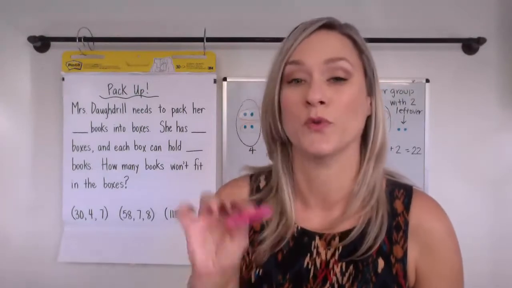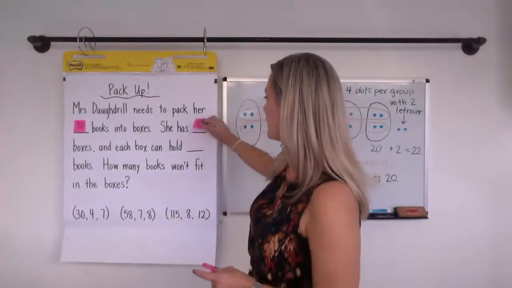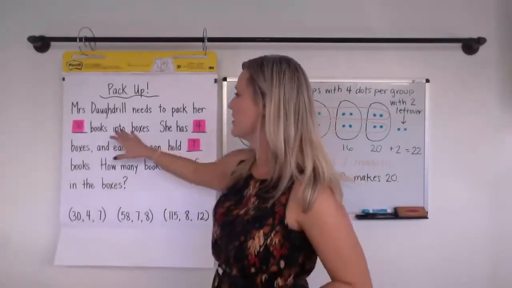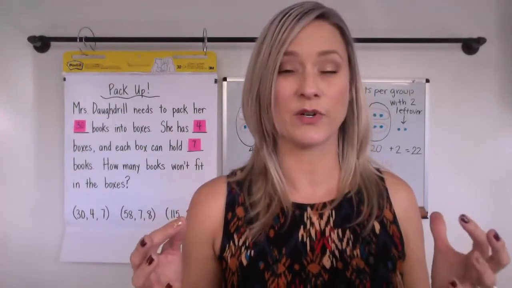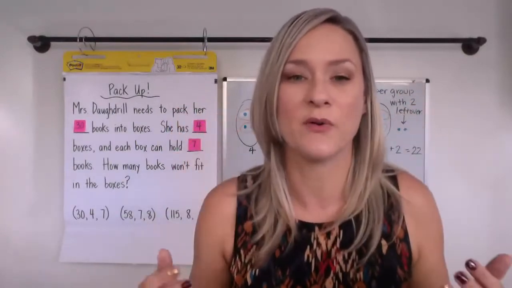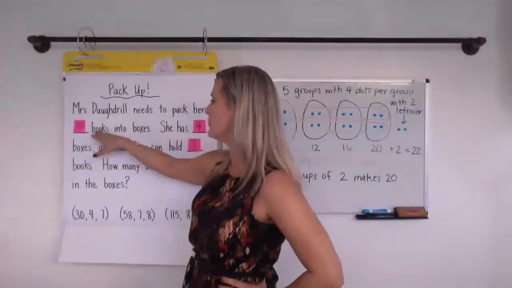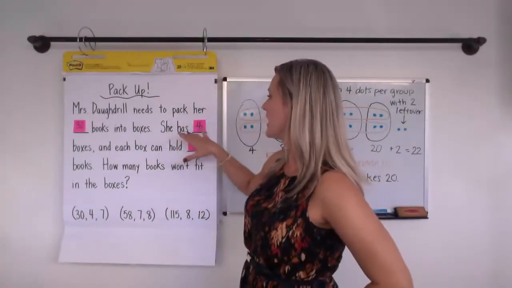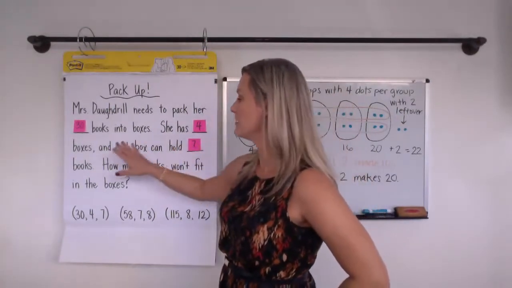Okay, so I'm going to go with the first number set. So I'm going to put 30 here, 40, that's 4, and 7. Okay, so if you want to read along with me, you can. If you want to close your eyes and think about the story, you can. But the most important part is you have the picture of what's going on in your mind. All right, here we go. Mrs. Dodrill needs to pack her 30 books into boxes. Okay, so a stack of 30 books. She has 4 boxes, and each box can hold 7 books.